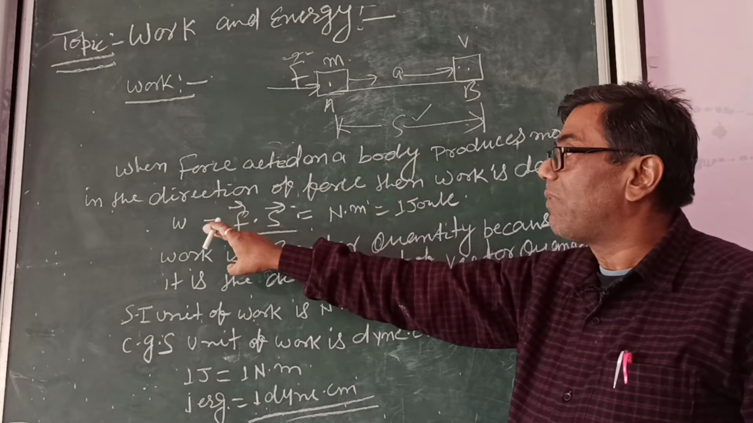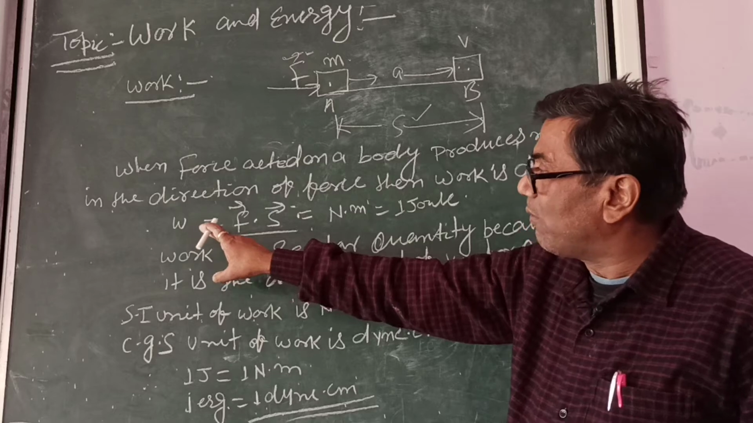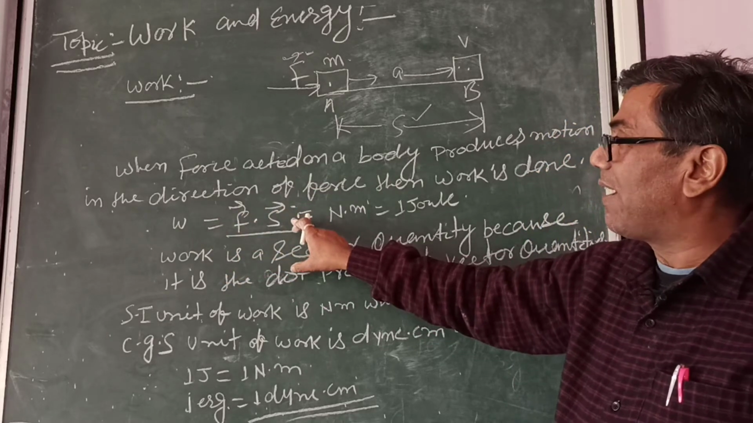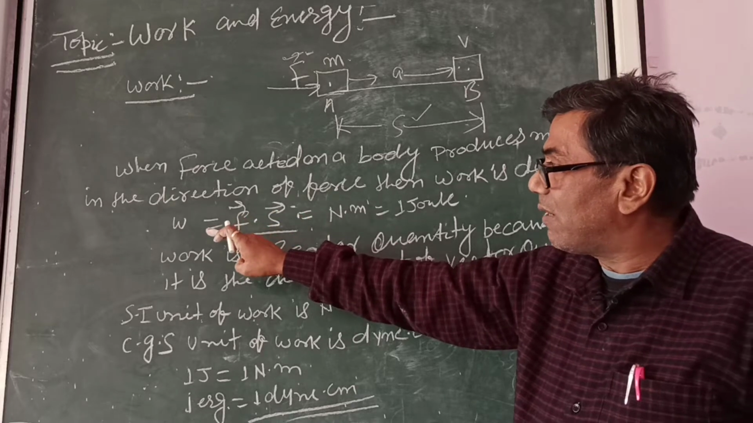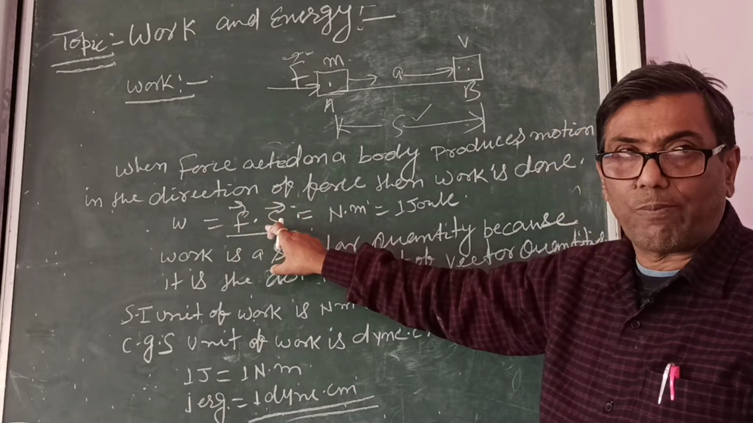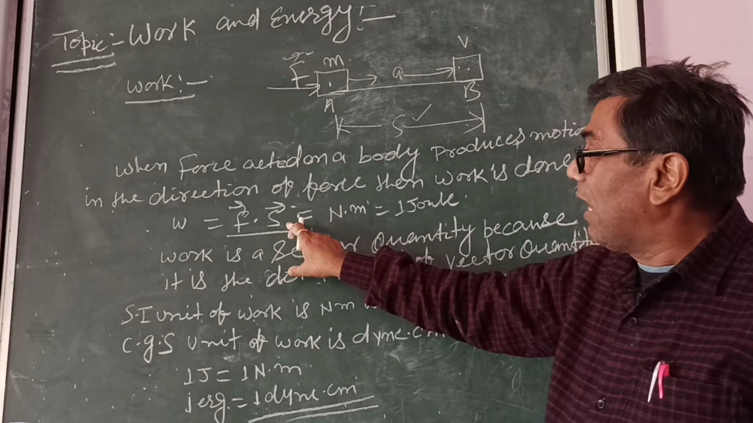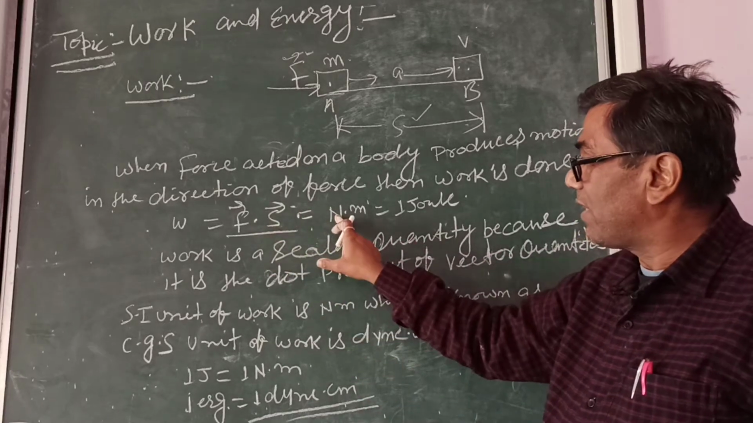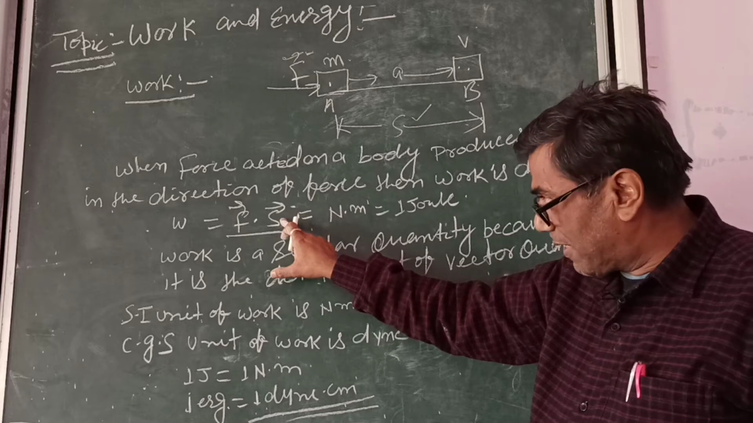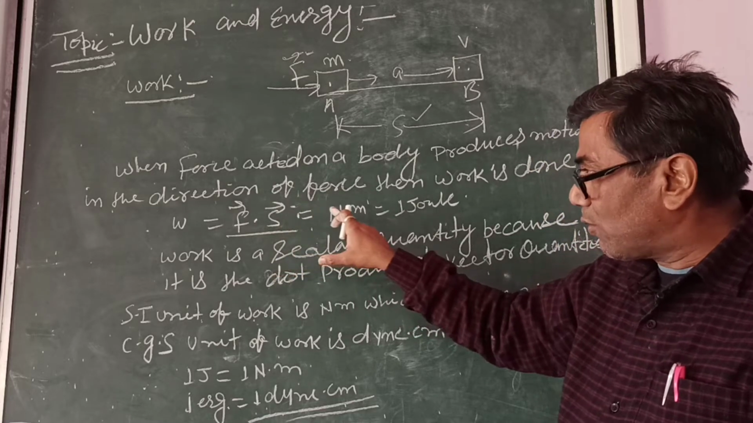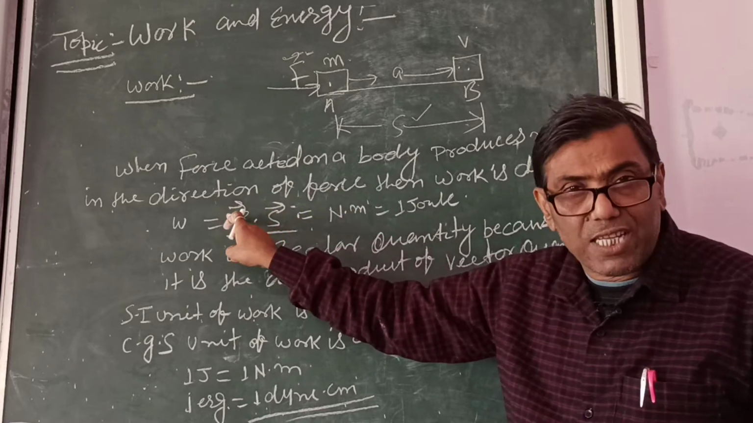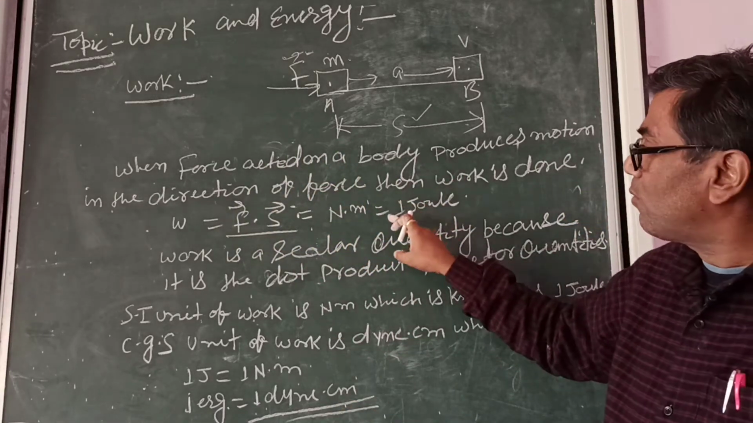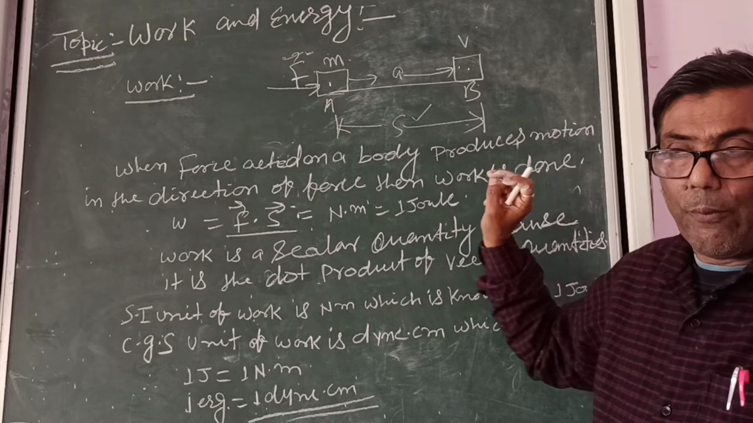Work is denoted by W, force is denoted by F and displacement is denoted by S. Then work done W is equal to the dot product of force and displacement. The unit of force is Newton and the unit of displacement is meter, so the unit of work is Newton into meter, which is known as 1 joule.